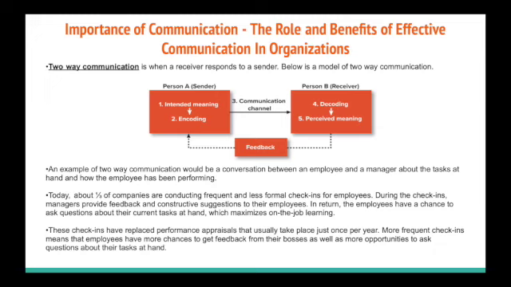Two-way communication is when a receiver responds to a sender. Below is a model of two-way communication. Person A, which is the sender, has intended meaning and encoding. Then the communication channel goes over to person B, which is the receiver, decoding and perceived meaning. And that person gives feedback to person A.